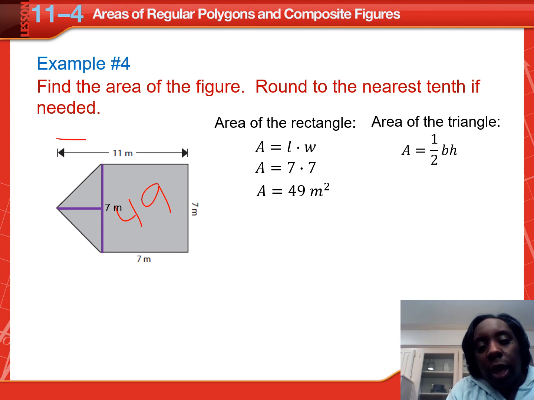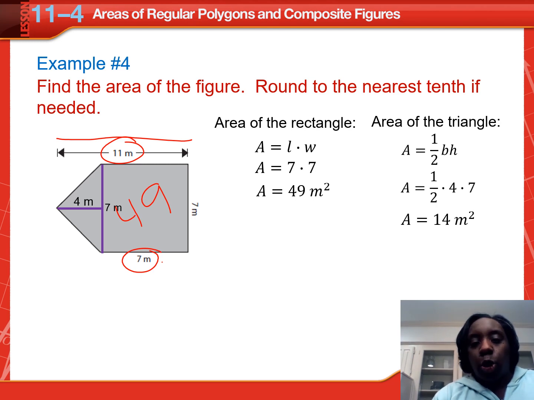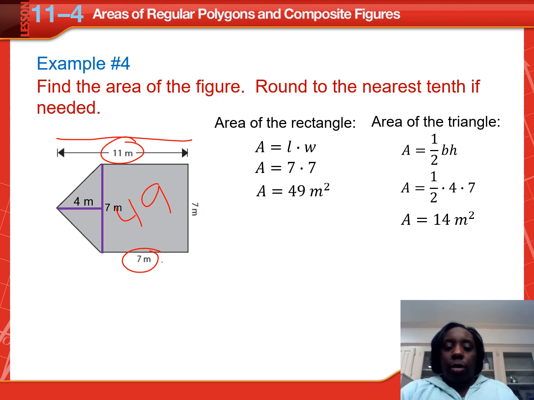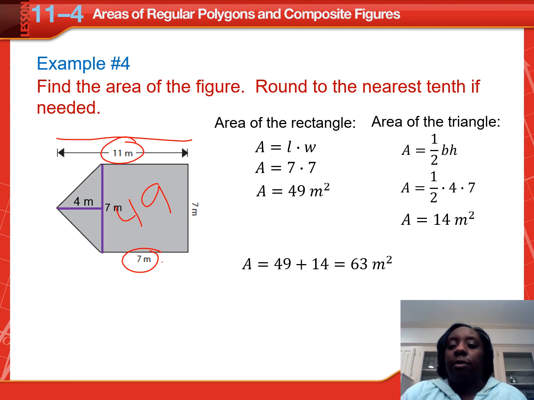Well, from here to here is 11, and this part of it is 7. So a 7 plus this part needs to get to the 11. So if I subtract the 11 and the 7, I get the 4. And so 4 is what I can plug into the formula. So we have 1/2 times 4 times 7, that's 14 meters squared. So altogether, I have 63 meters squared because I have to add.